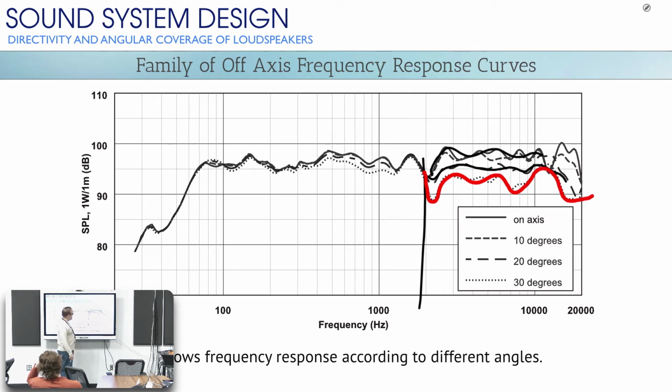So I would hazard a bet that this loudspeaker is probably spec'd at a 40 degree beam width for this axis. 20 degrees on either side, because once you get past that 20 degrees, the frequency response is changing too dramatically. It starts sounding vastly different. Okay? So that's another way of looking at it.